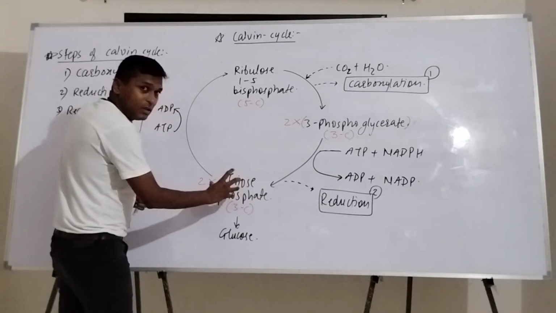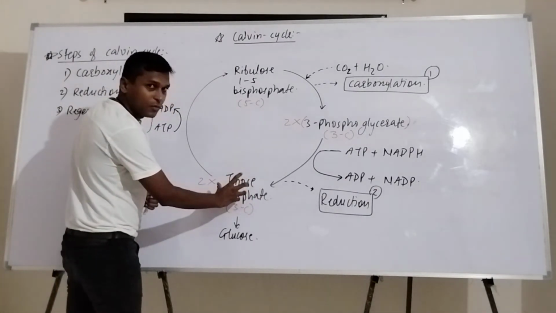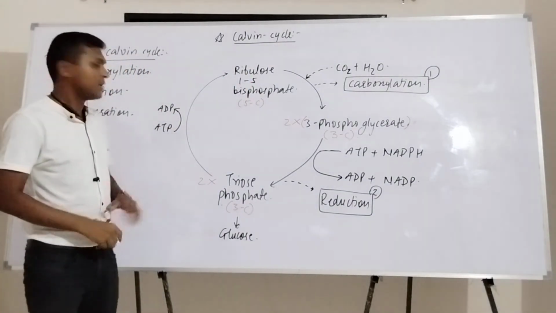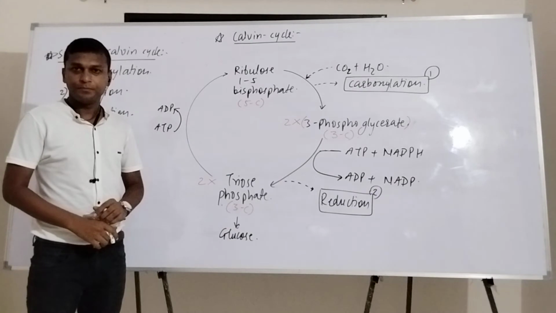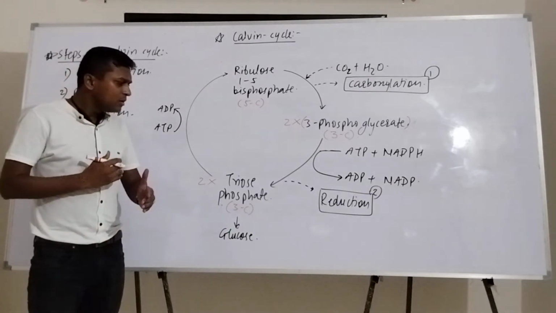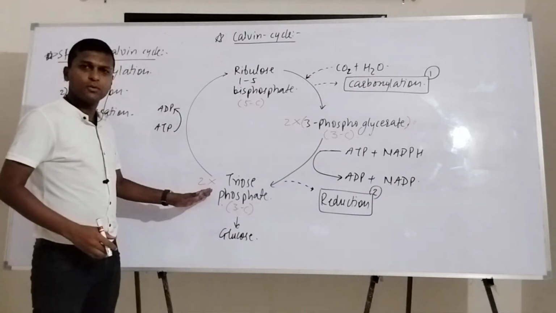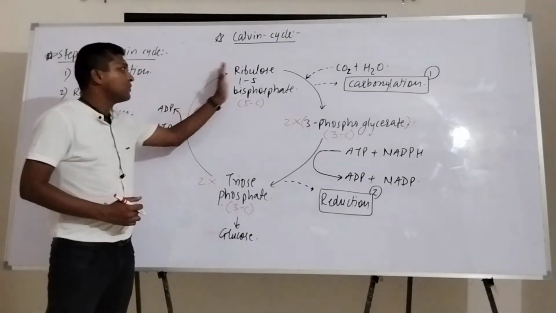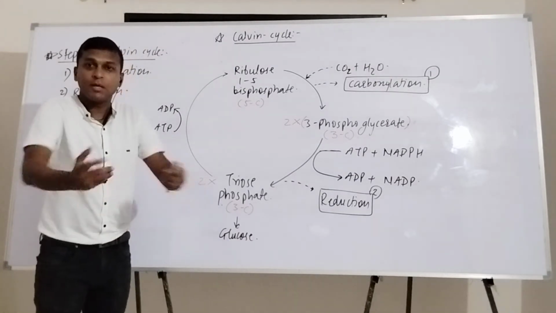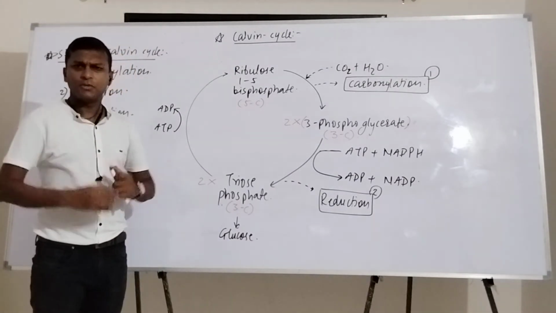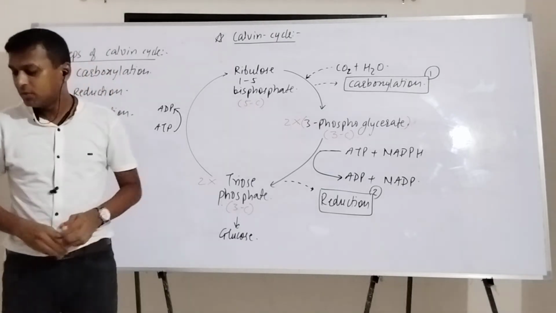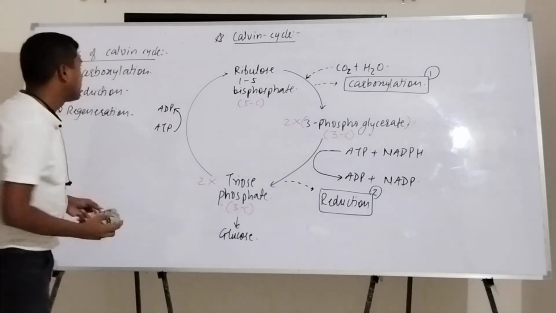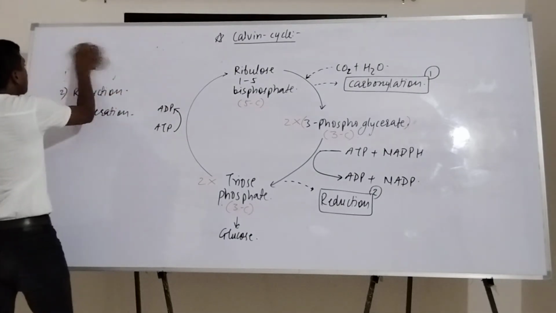From this triose phosphate, some of the molecules will be used for the production or regeneration of ribulose bisphosphate. In that, some of the energy will be used. But the question is, if triose phosphate molecules are used for the production of glucose, how can RUBP also at the same time be regenerated from this triose phosphate? How is that possible? Let me tell you again. We'll try to understand this with the help of some mathematical calculations.